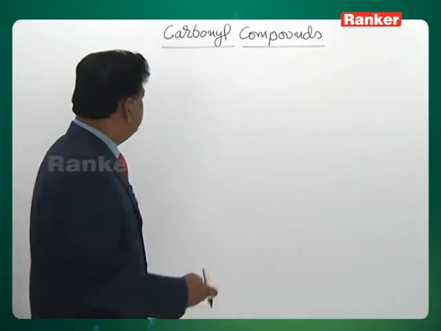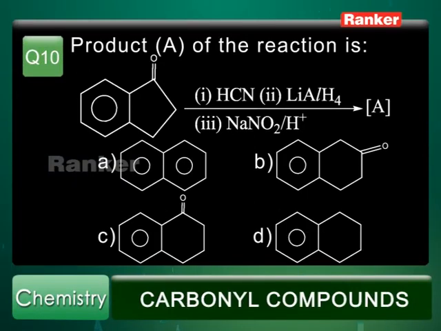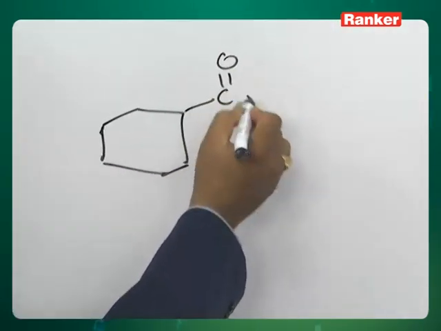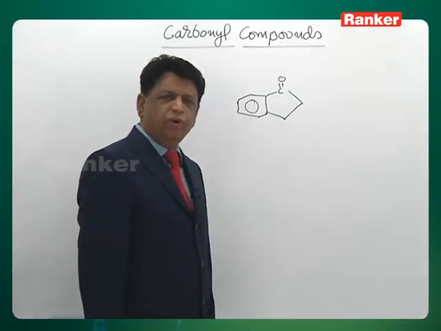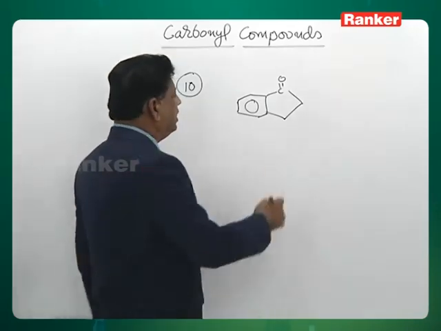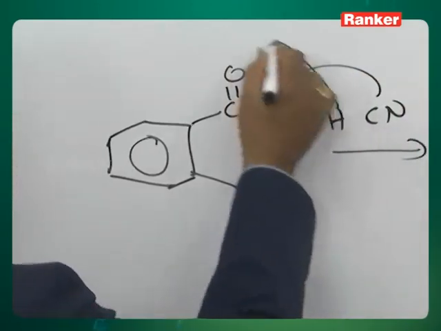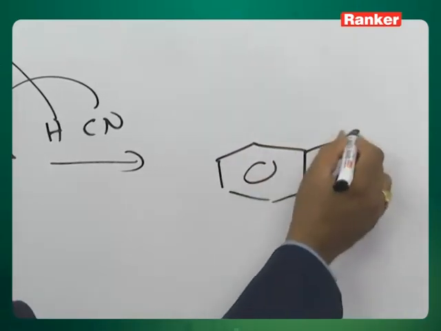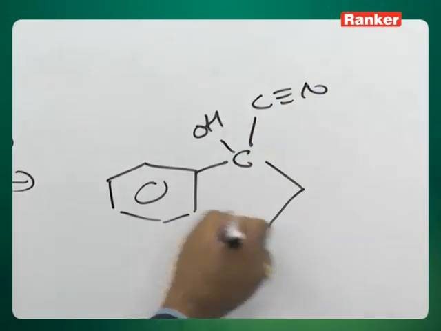So let's go for question number 10. The question is: product A of the reaction is. So in this reaction, a compound with benzene and on one side a carbonyl group, a 5-membered ring, is there. This compound is treated with HCN followed by lithium aluminum hydride. So what happens when HCN is added? A cyanide is added on the carbon, the H is added on the O. So the carbonyl group will become OH, and a cyanide is added. This is the first case.